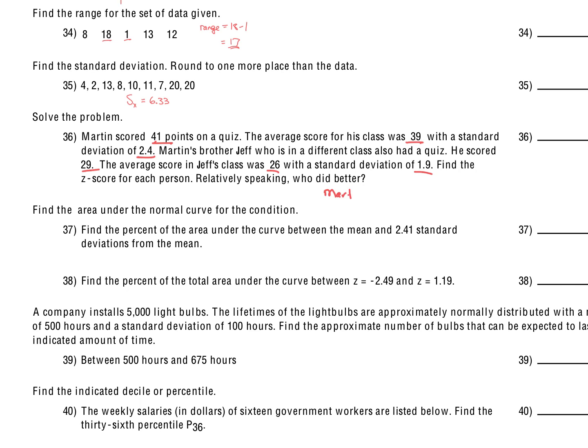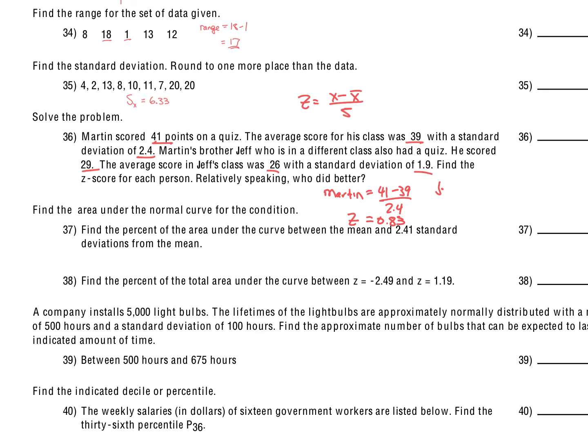Martin, Z is calculated as x minus x bar over s. So Martin's score was 41 minus 39 over 2.4. So his Z-score is 0.83.